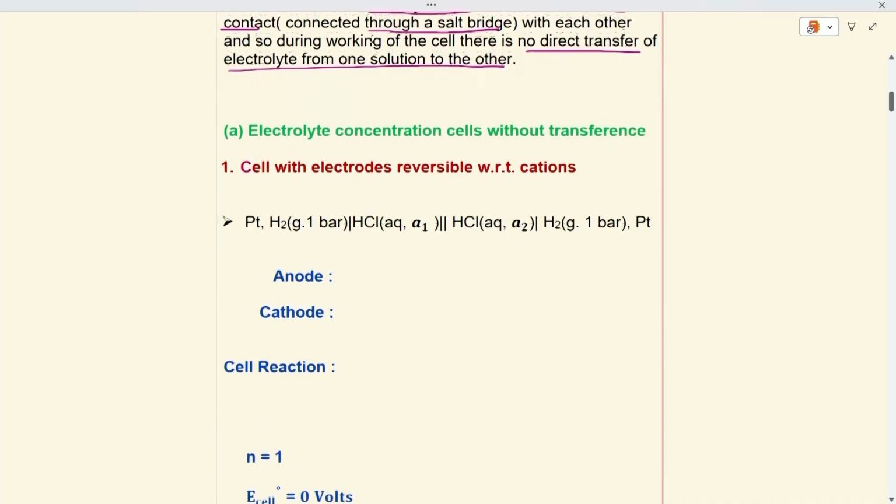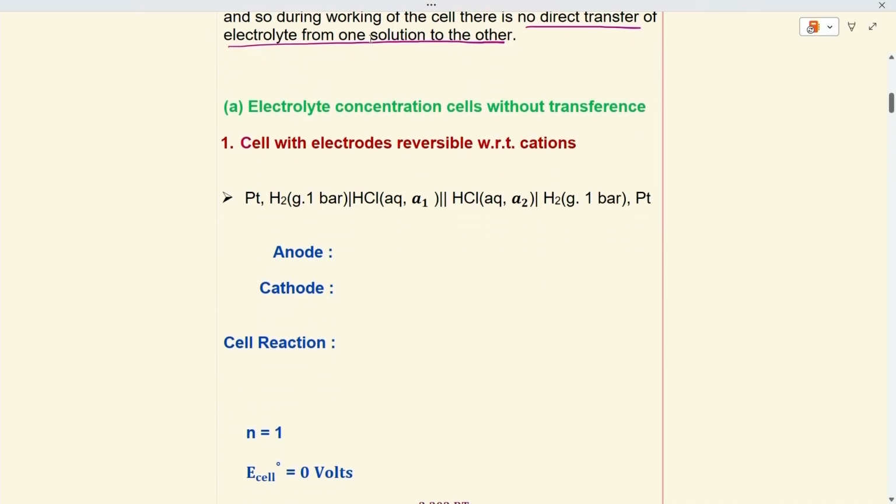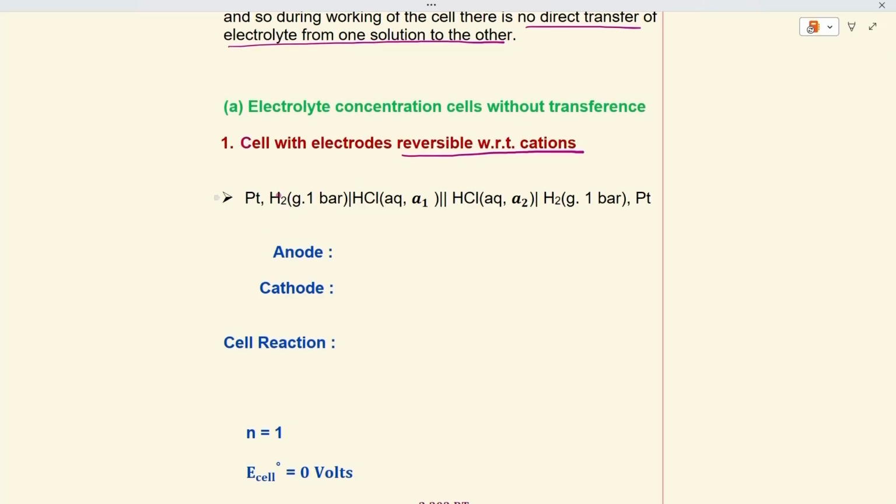Here we have electrolyte concentration cells without transference, where the electrodes are reversible with respect to cations. We have two types here: a cell in which the electrodes are reversible with respect to cations, as well as electrodes which are reversible with respect to anions. One of the examples is hydrogen gas in contact with HCl solution.